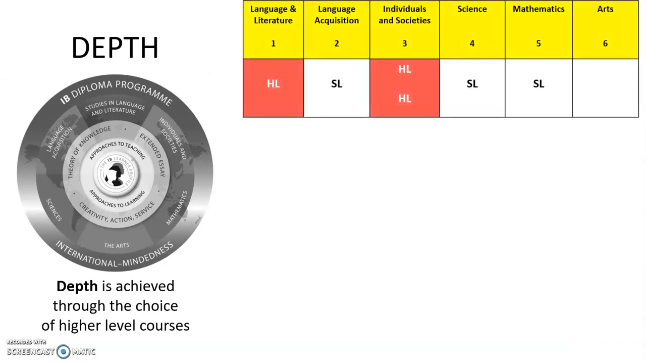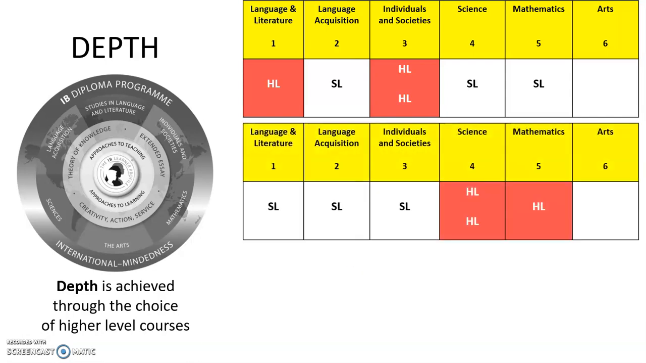Then we look at depth as well, and there are many different options here. For example, you might choose your 3 higher level subjects from groups 1 and 3. That might be something like English and economics and history, for example. And you can see the kind of flavor of diploma you get from those choices. Or alternatively, if you're highly focused on mathematics and sciences, you might choose your higher level courses from groups 4 and 5 there, and make up the rest of your diploma with standard level courses in groups 1 to 3.